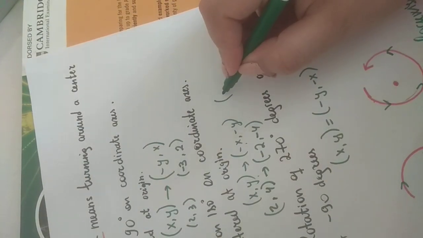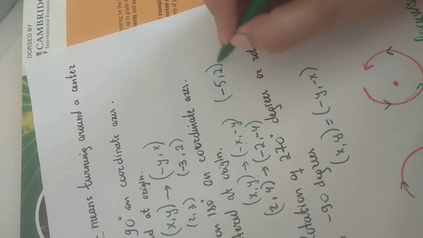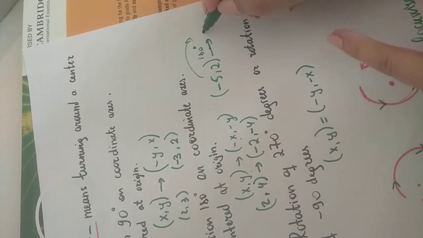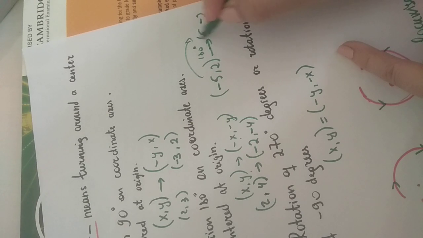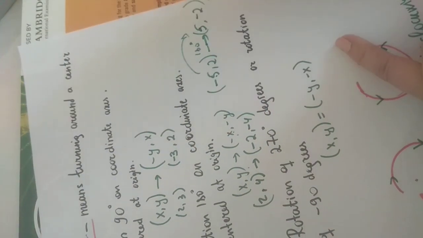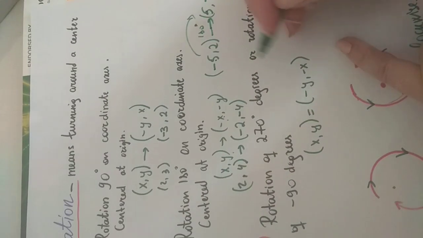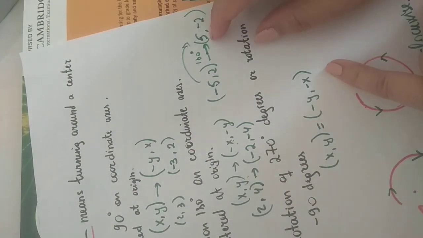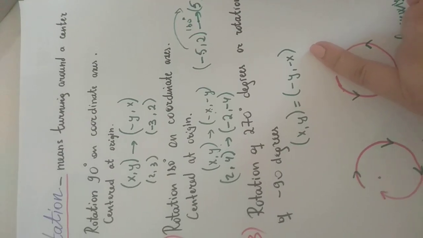Or if the point is (-5, 2), after rotating 180 degrees, it becomes positive 5 and negative 2, okay? Because for negative 5, again we have a negative here, so negative makes positive. The other one should be negative, okay? We should change the sign. Negative should be positive, positive should be negative.